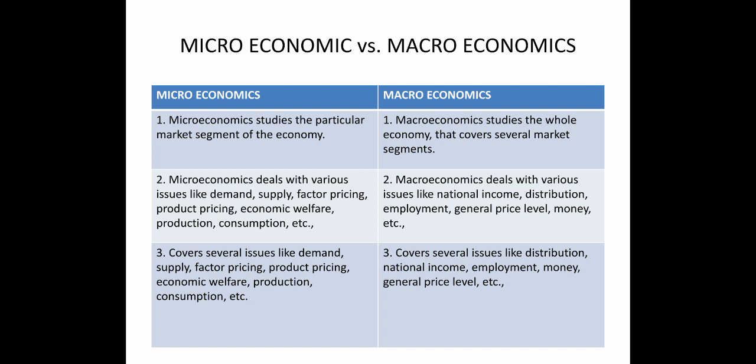The second difference we have: microeconomics deals with various issues like demand, supply, factor pricing, product pricing, economic welfare, production, consumption, etc. On the other hand, macroeconomics deals with various issues like national income, distribution, employment, general price level, money, etc. So basically, in layman's terms, we can say that macroeconomics deals with those subjects that we listen to on the news on a day-to-day basis. Like they say, the inflation target rate is this, RBI has set this target rate, our GDP is falling, our automobile sector is not growing, this and that.